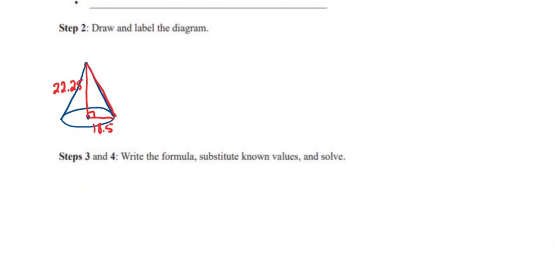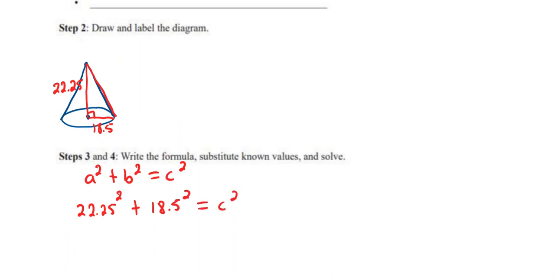Okay, so now that we have that, let's write down our formula. A squared plus b squared is equal to c squared. Does it matter which one I put in for a or b? No, not really. Doesn't matter. So I'll just call this 22.25 squared plus 18.5 squared is equal to c squared.